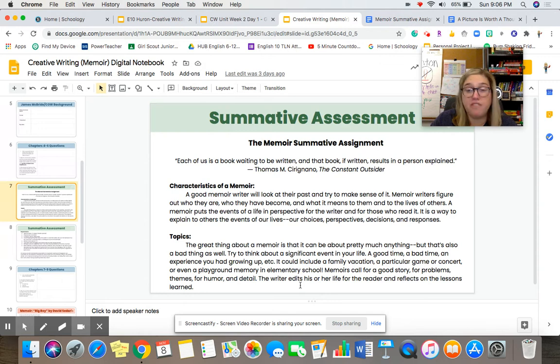It could also include a family vacation, a particular game or concert, or even a playground memory in elementary school. Memoirs call for a good story, for problems, themes, humor, and detail. The writer edits his or her life for the reader and reflects on the lessons learned. So whatever it is, make sure that you have a lesson.